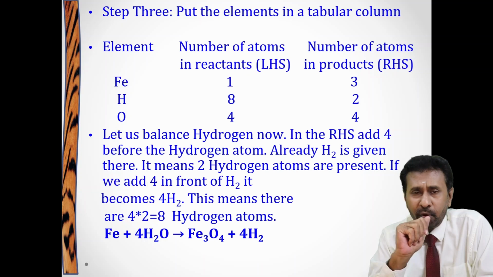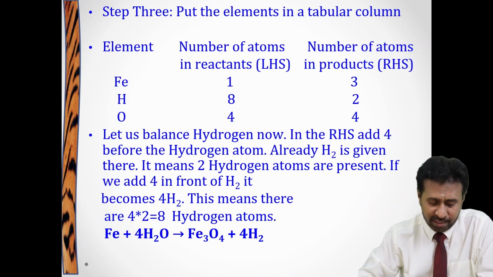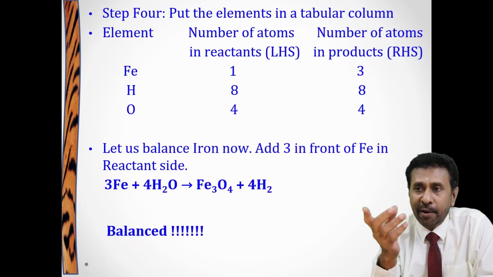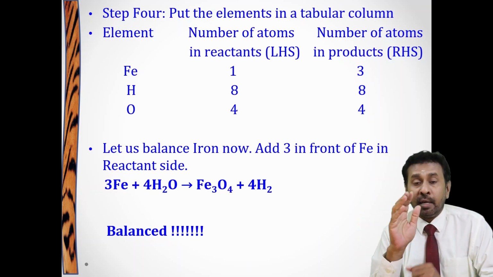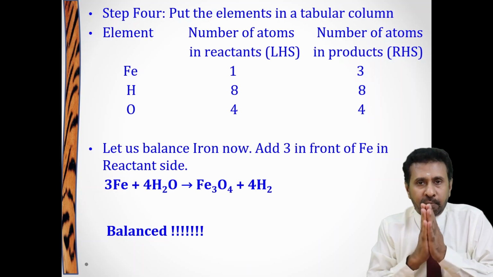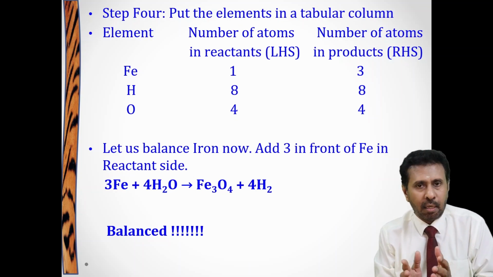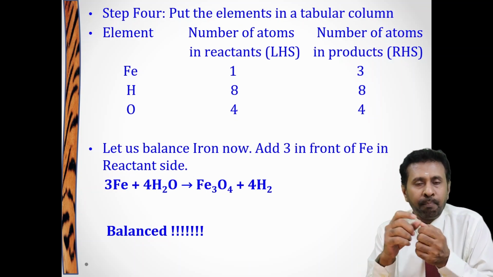There's a problem with iron. Iron is 3 in the product side, 1 in the reactant side. Put a 3 in front of iron and you get 3Fe plus 4H2O giving Fe3O4 plus 4H2, balanced. See, it's very simple. For some it doesn't come easily, for some it comes easily. But all you need to do is practice a little.